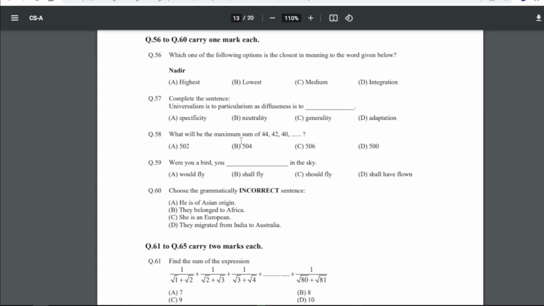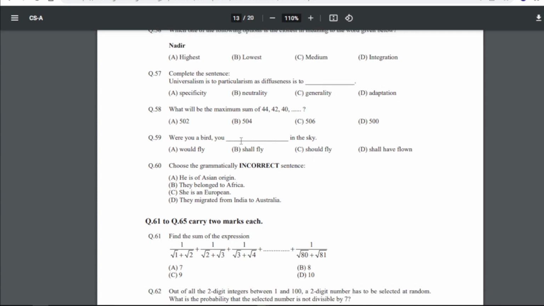59 is where were you a bird? You dash in the sky. So 59 answer is A, that is were you a bird, you would fly in the sky. 60 is choose the grammatically incorrect sentence. So here we have to find the incorrect sentence.